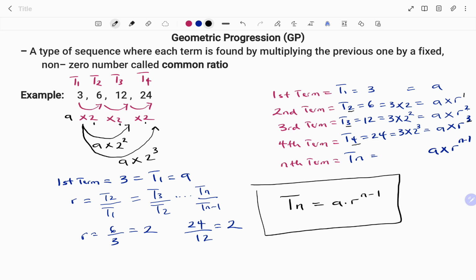This formula will be the focus of this video, and I'm going to use it to find the value of any specific term in a GP or to determine the position of any term in a sequence. Let's look at the following example.